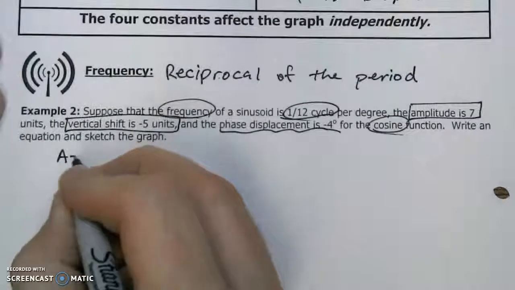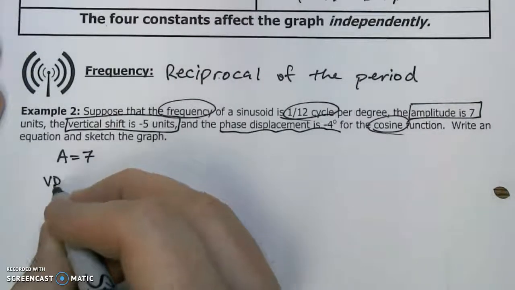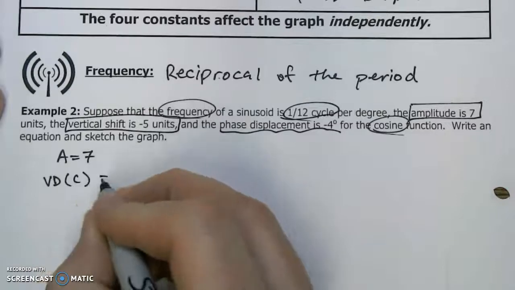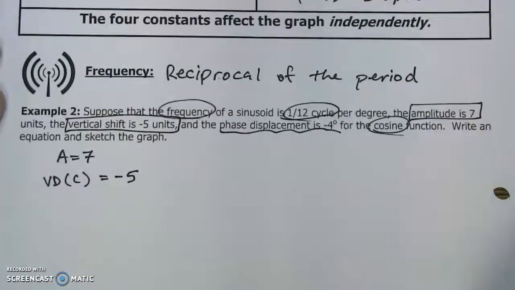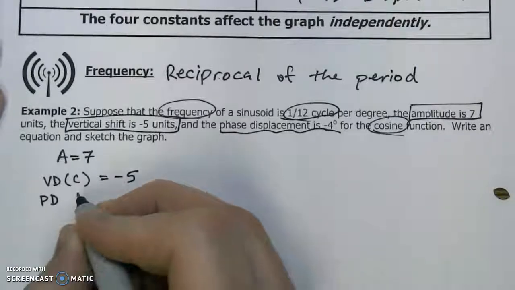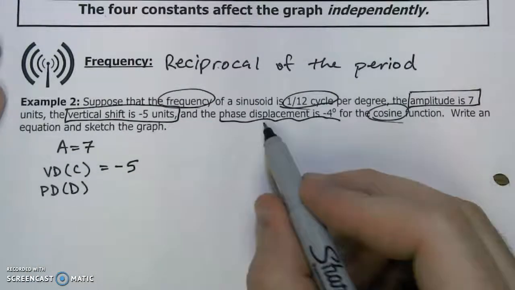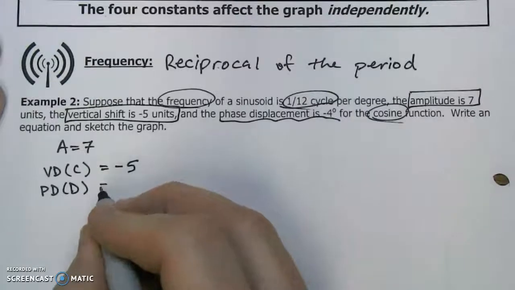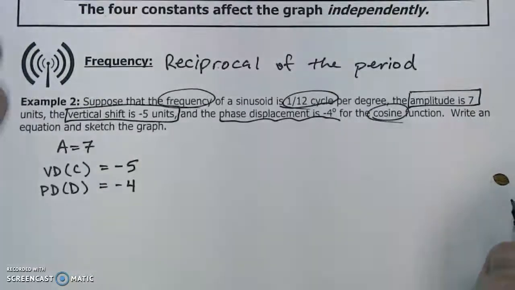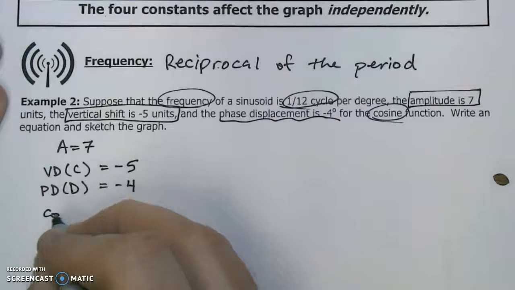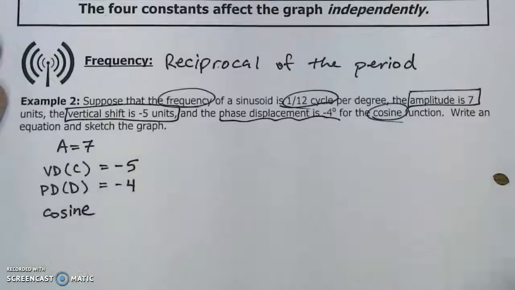I've got an amplitude of 7. I've got a vertical displacement, which is your C value, of -5. I've got a phase displacement, which is the D value, of -4. And we know it's cosine. What else do we know?